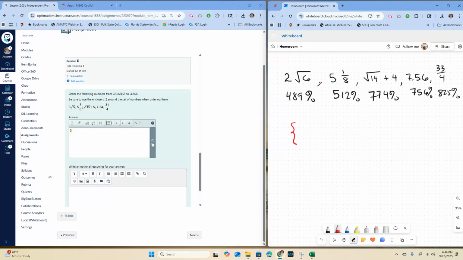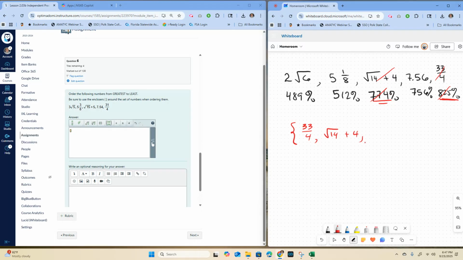And what you're going to do now is, which of these percentages is the biggest? This one is the biggest, 825%. But you're not going to put the percentage. You're going to put the fraction. So I'm going to put 33 over 4. And I'm going to cross it out so I don't use it again. Who's the next percentage? See, I started with the greatest, now the second greatest. That will be 774%, which is the number square root of 14 plus 4. That's the second biggest. I cross it out so I don't use it again.